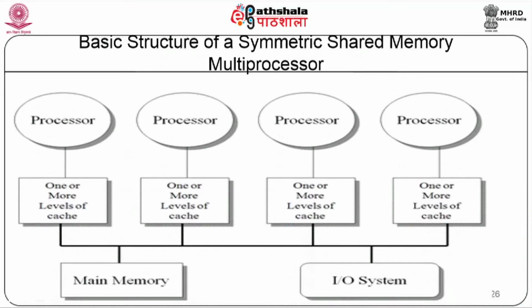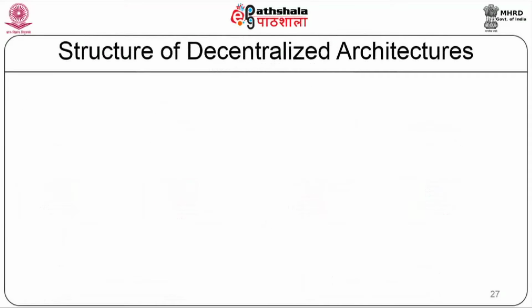Looking at the two types of architectures, the first one is the centralized shared memory architecture, or symmetric shared memory multiprocessor, SMP, where the memory is centralized and the IO space is also centralized. All the processors have access to this main memory as well as the IO system, and the interconnect is normally through a bus. All processors will obviously take the same time to access any location in memory. So this is a UMA style of architecture.